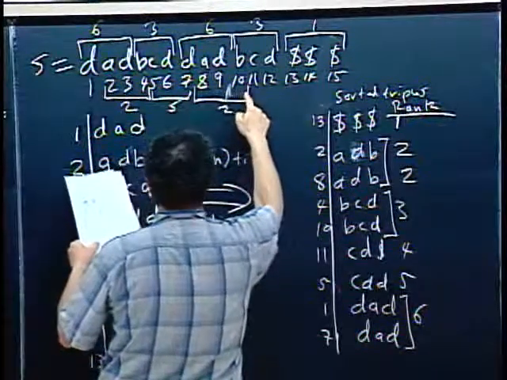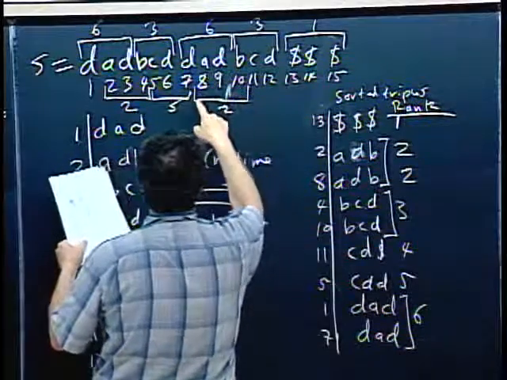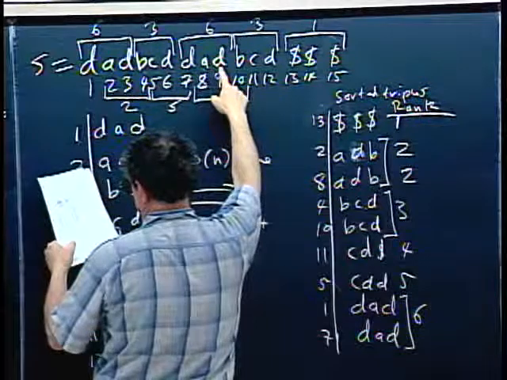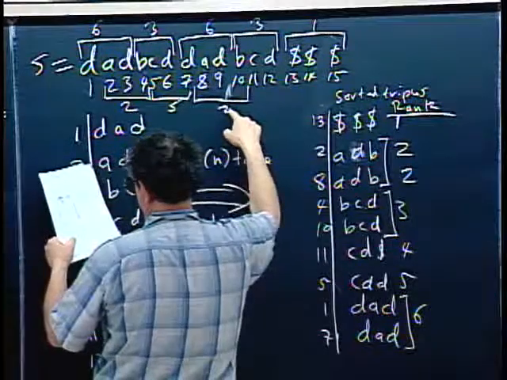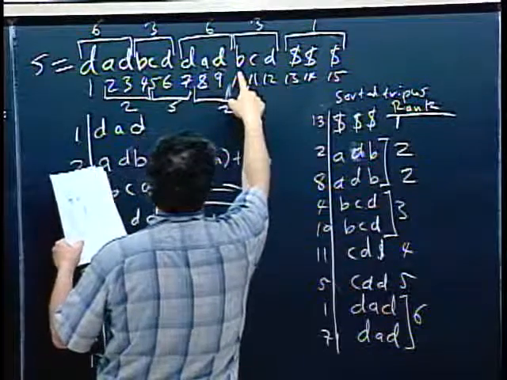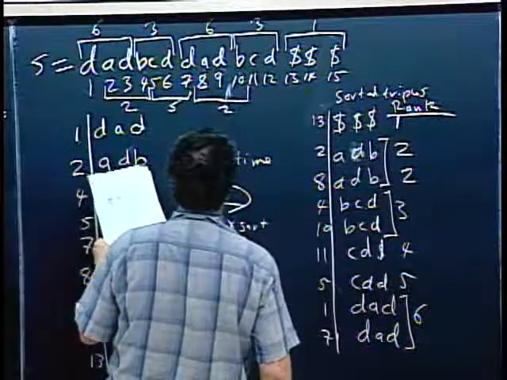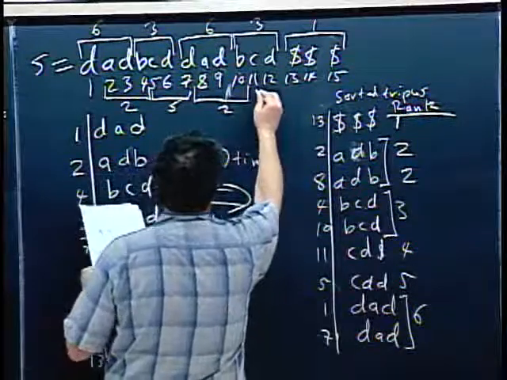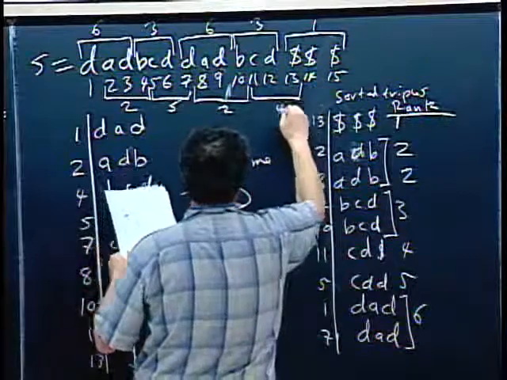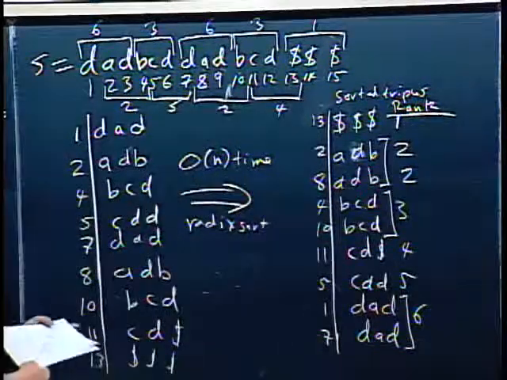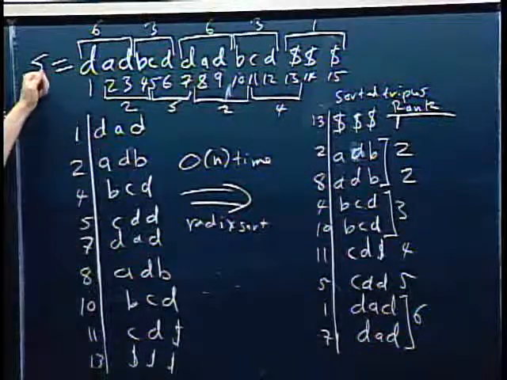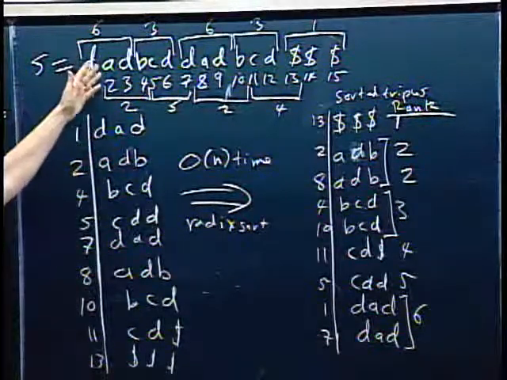A, rank 2. ADB, rank 2, and then CD dollar sign, that is rank 4. Okay. All right, so all I'm just saying is we look at each of these triples that begin at positions 1 or 2 mod 3, and we look at what their ranks are.